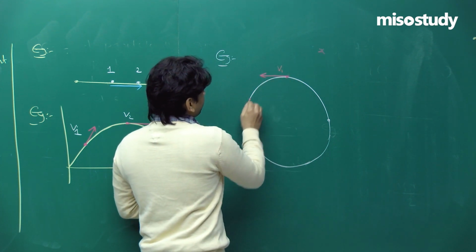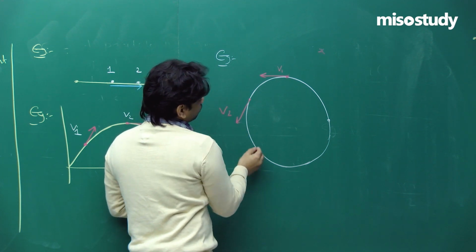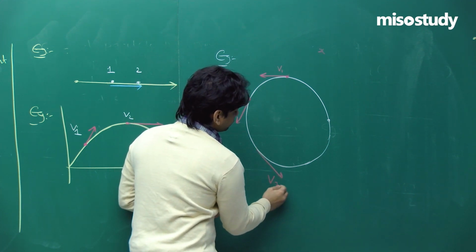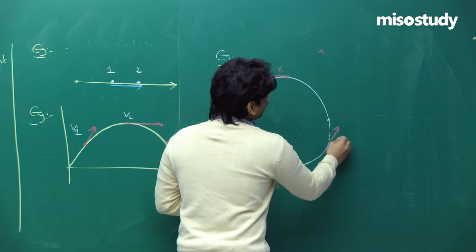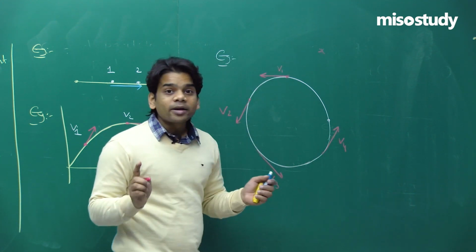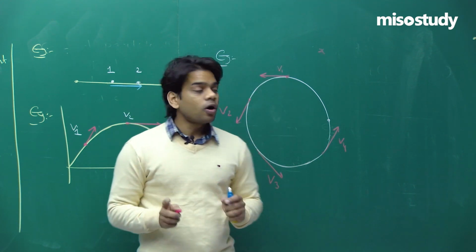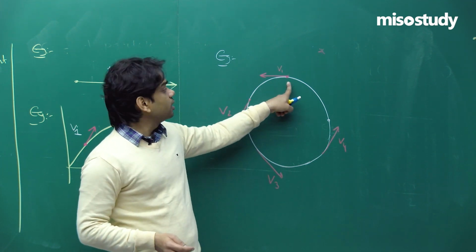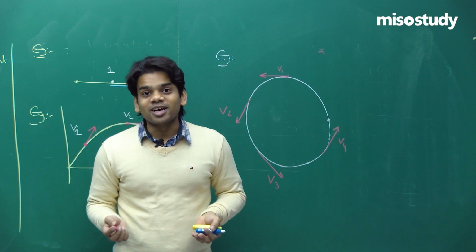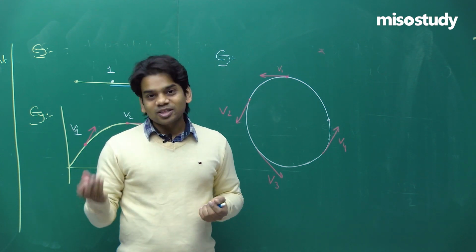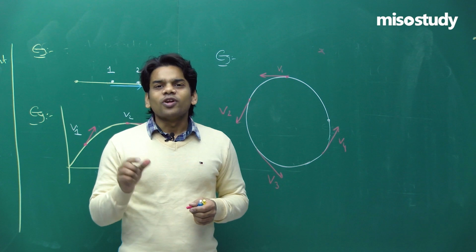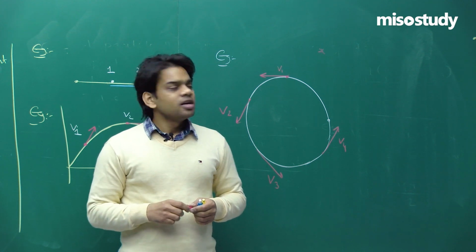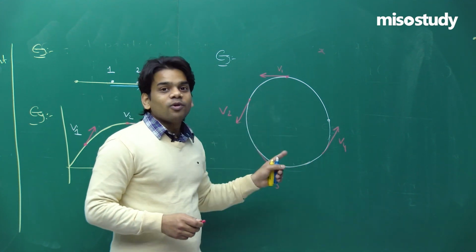At this point, the velocity is V2. At this point, it is V3. At this point, it is V4. Although the magnitude of velocity may remain the same in all the four cases, it also depends on direction. So we will say the velocity is changing at all instants of time, since the direction of the motion is changing. So velocity is dependent on direction. Therefore, it is a variable velocity case.